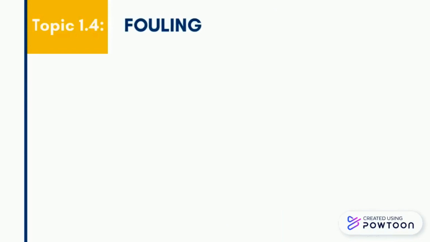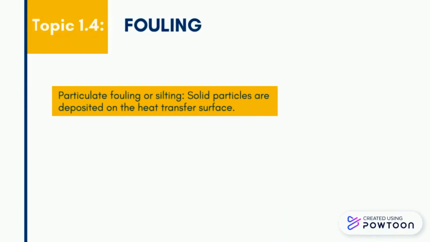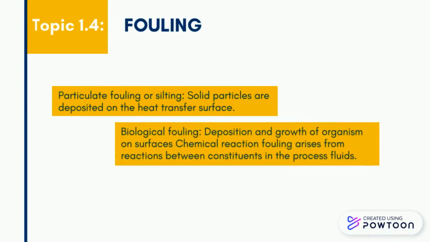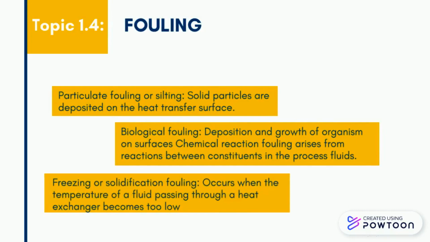Next is fouling. Particulate fouling or silting, which is solid particles are deposited on the heat transfer surface. Next, biological fouling. Deposition and growth of organisms on surface. Chemical reaction fouling arises from the reaction between a constituent in the process fluid. Lastly, freezing or solidification fouling occurs when the temperature of a fluid passing through a heat exchanger becomes too low.